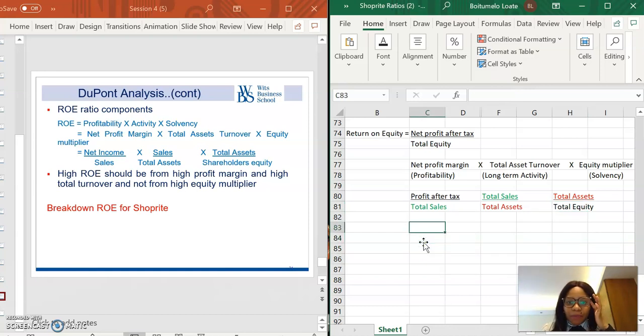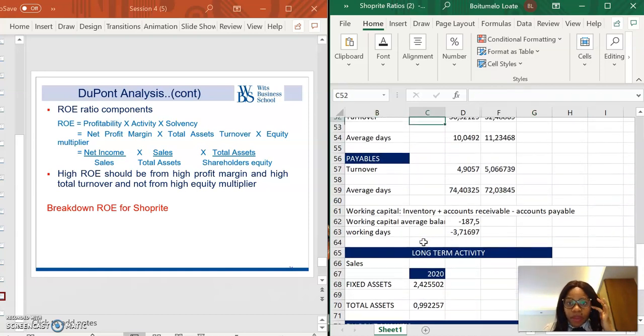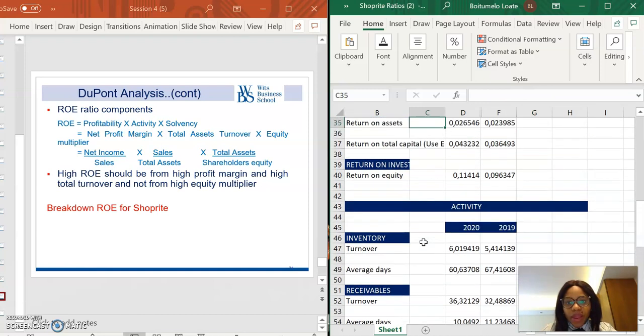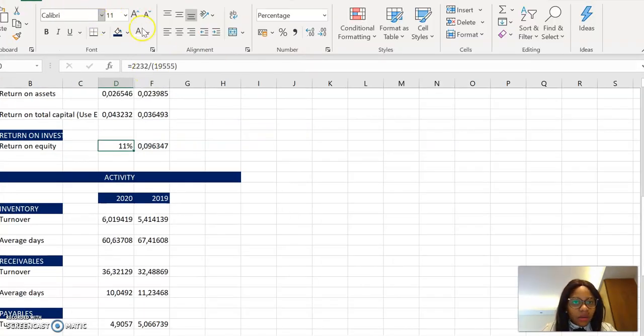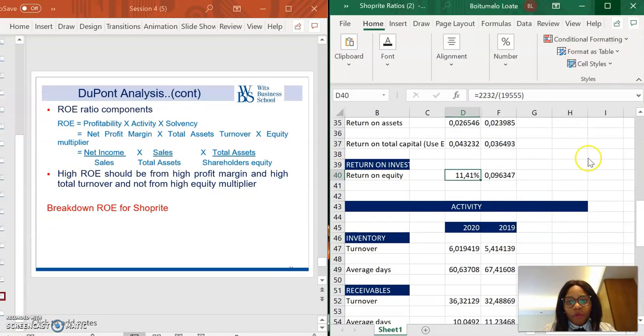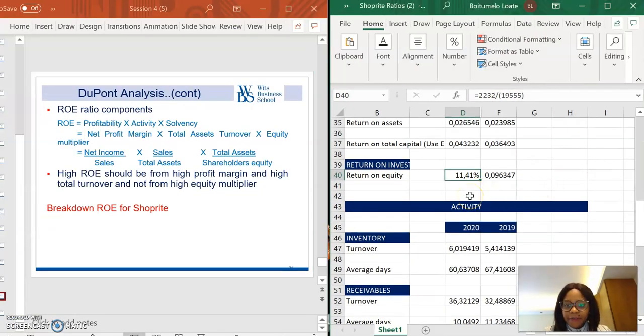So similarly, if I look at the ratios that I came up with for ShopRite, my return on equity, if you calculate it just by the profit after tax divided by the total equity balance of 19,555, I got to a return on equity of 11.41%. I just want to get it in decimal places.